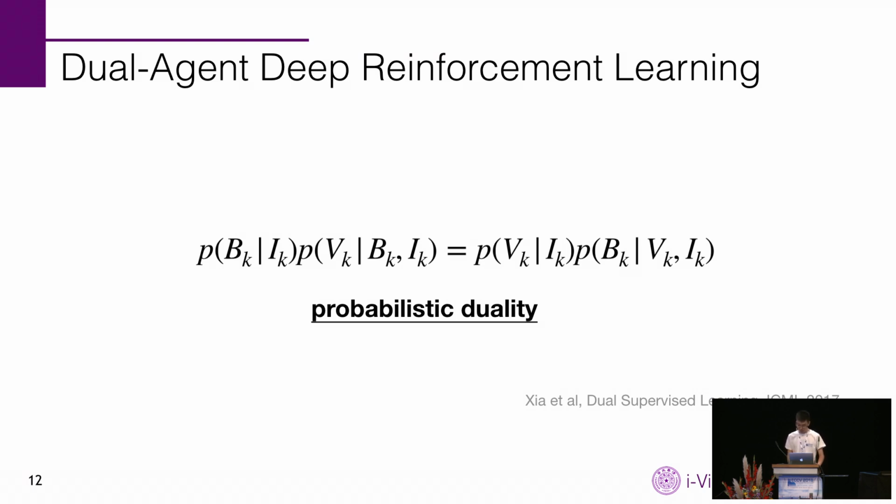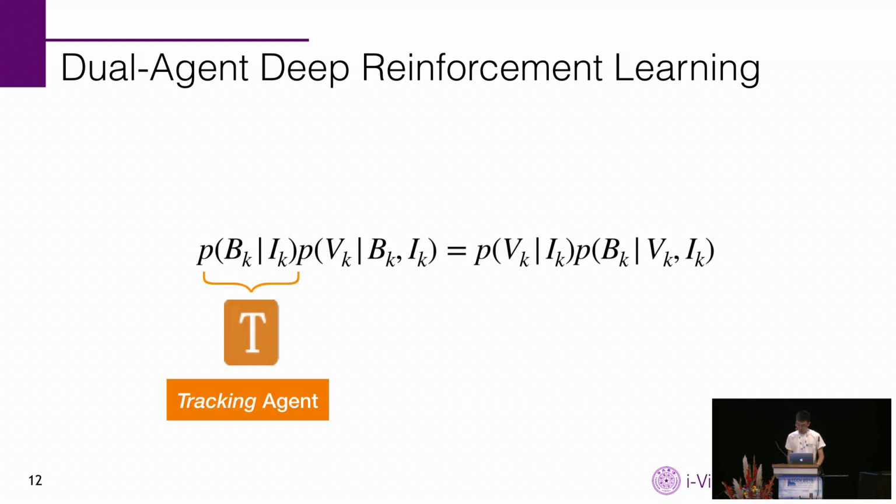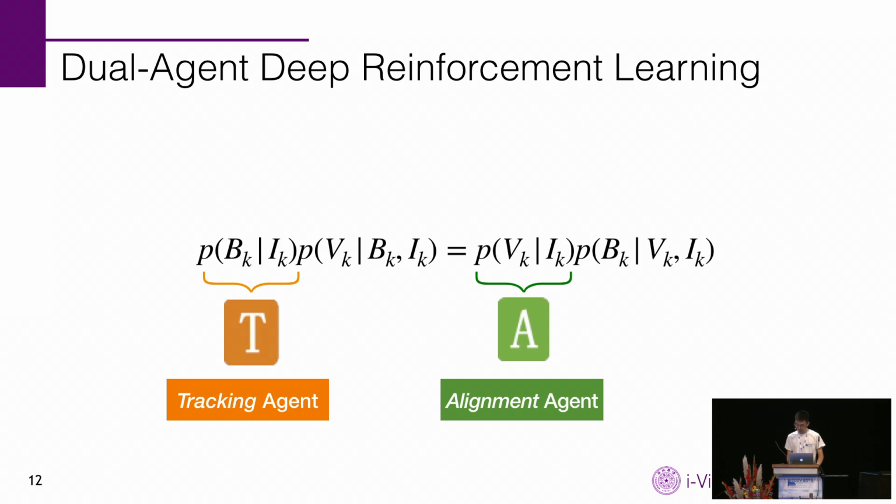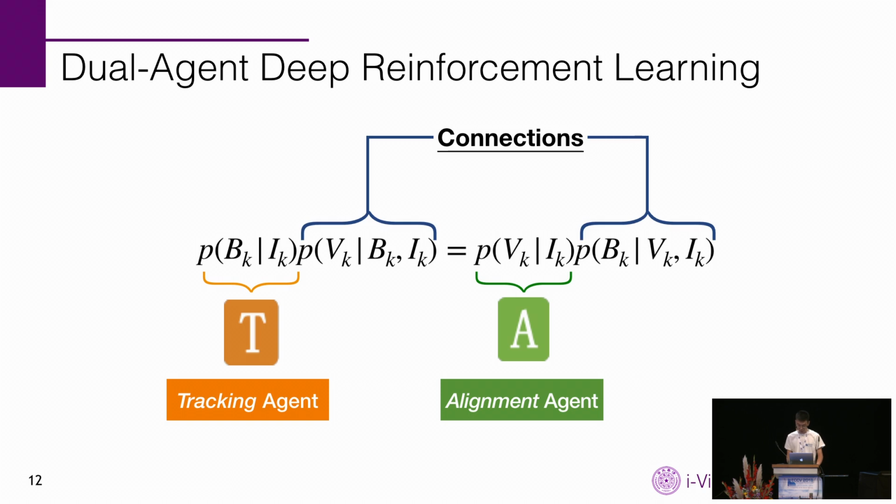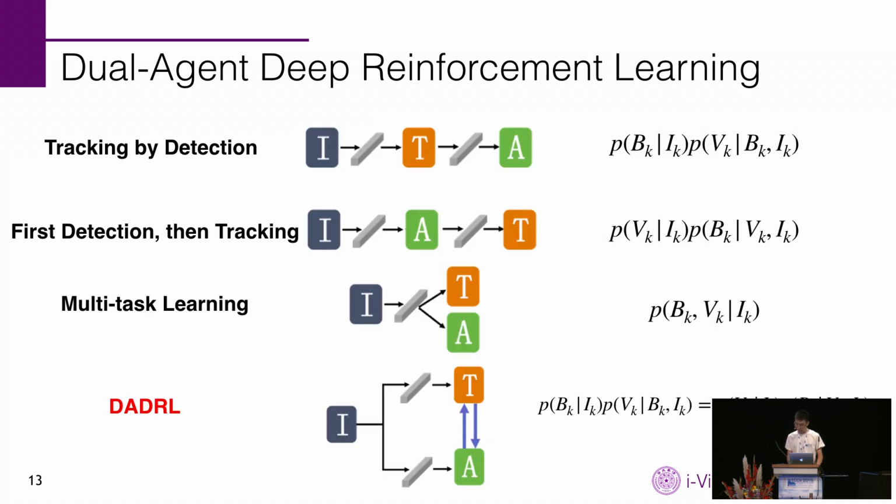To hold this probabilistic duality, we consider the two models as dual agents: the bounding box generation as the tracking agent, and the landmark detection as the alignment agent. These two agents output the marginal distribution in the equation. For the conditional distributions, which are also regarded as the connections of these two tasks, we introduce communicating messages between dual agents as alternatives of the two conditional distributions.